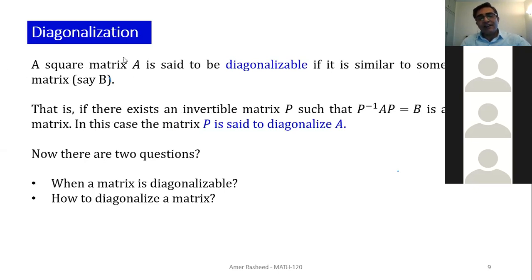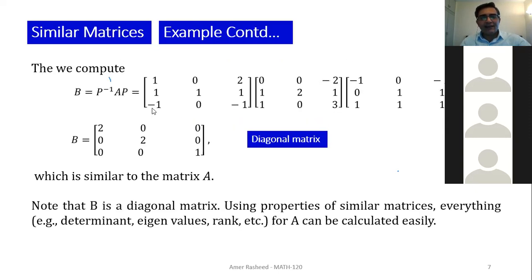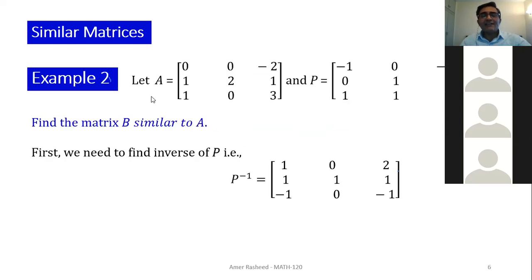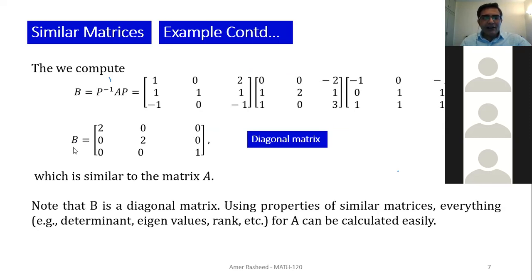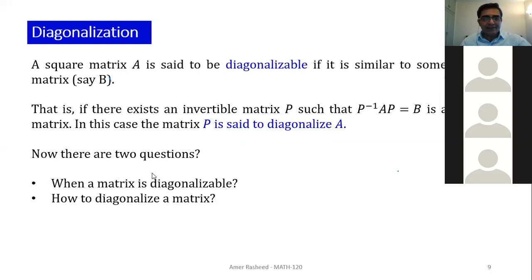A square matrix A is said to be diagonalizable if it is similar to some diagonal matrix, say B. Now, on the previous slides, this matrix A is diagonalizable. Why? Because there exists a matrix P which transforms it into a diagonal matrix. Then B is similar to A, and B is a diagonal matrix. We say that this matrix P diagonalizes A. This is what diagonalization is.